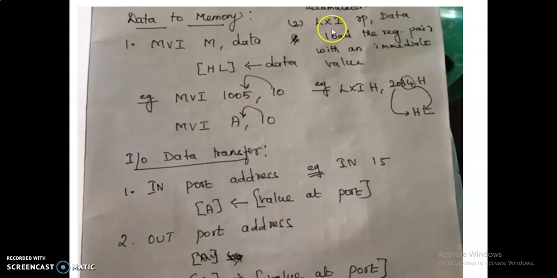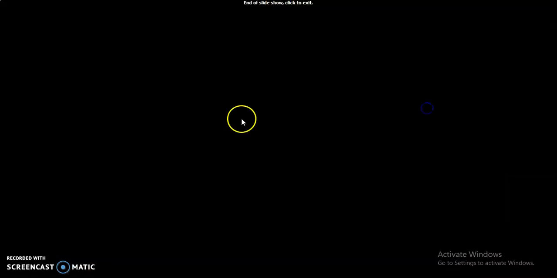Like that, this is another instruction, load: LXI RP, data. So the register pair is loaded with the data directly. Load the register pair with an immediate value. Here you can see LXI H, 2034. Here the higher order byte, the value 20, is loaded into the H register, and 34 is loaded into the L register.